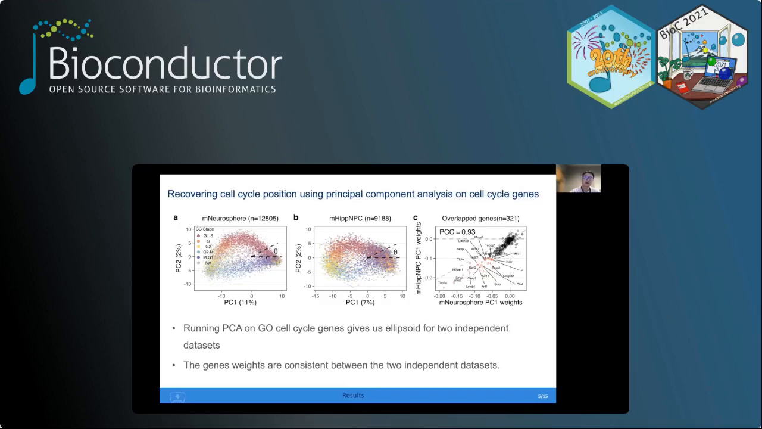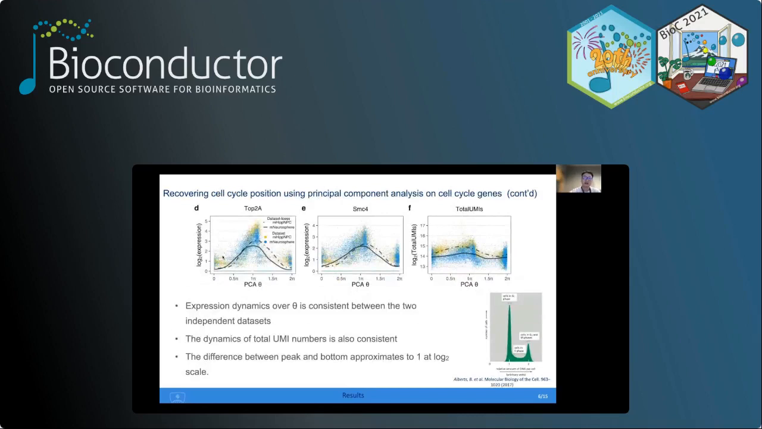If we use this angle to measure the cell cycle position, we see that the expression dynamics over this inferred PCA theta are quite consistent between those two data sets, as well as the dynamics of the total UMIs. And more importantly, the difference between the peak and the bottom corresponds to 1 on the log 2 scale. This corresponds to the fact that the relative amount of DNA per cell is doubled for the cells in the G2 and M phase compared to the cells in the G1 phase.